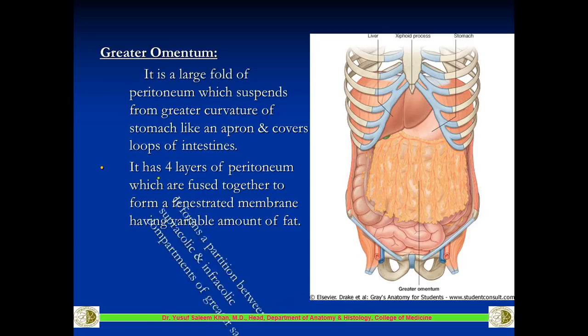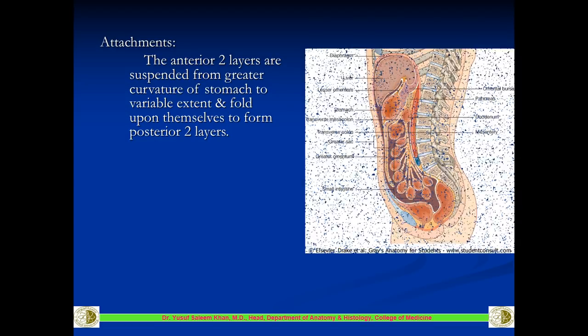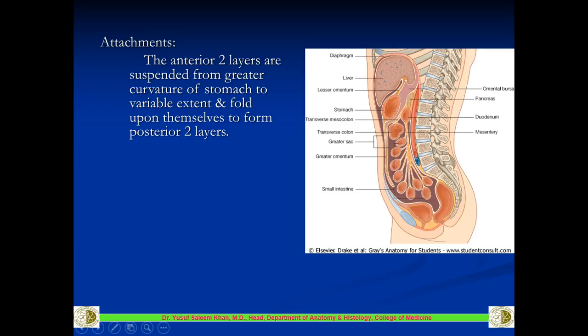And this membrane has 4 layers. I will show you how the 4 layers are formed. And this forms a partition between the supracolic and infracolic compartments of the greater sac. We'll talk about this. So how the 4 layers are there, if you can see, go back to this picture again.